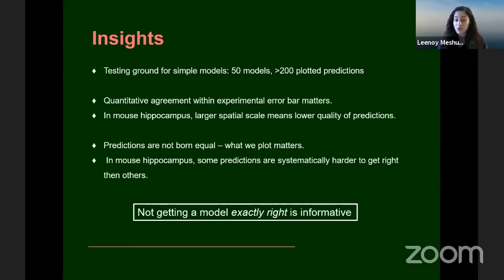Also, predictions are not born equal. What we plot does matter. In the hippocampus, some predictions are systematically harder to get right than others. And so not getting a model exactly right is informative about the system.